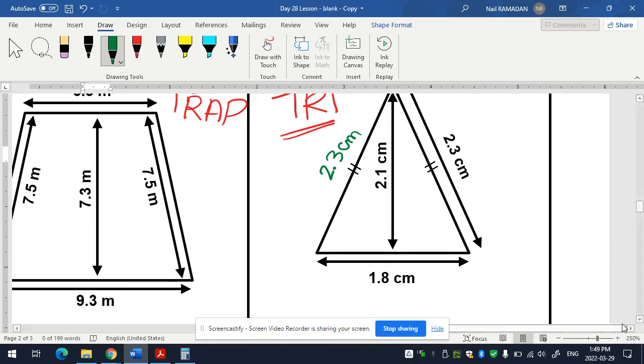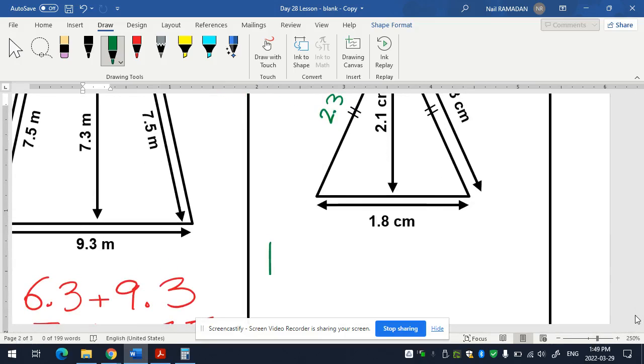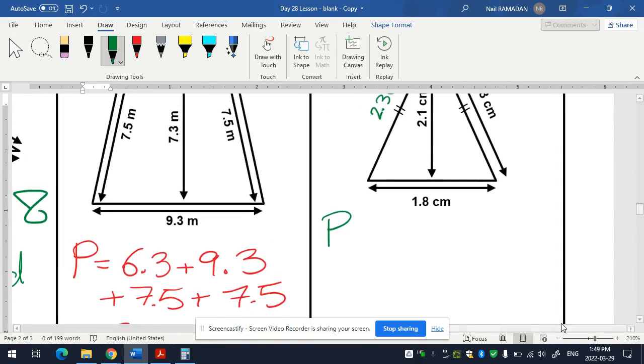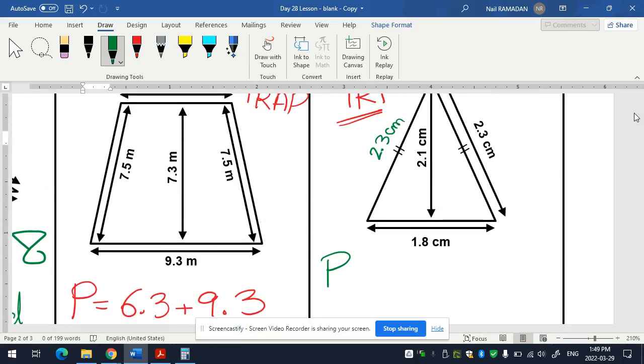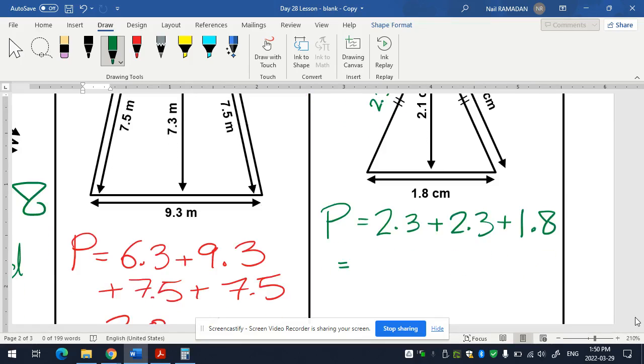So P equals. Let me just zoom out so you can see the shape as we do it. P equals 2.3 plus 2.3 plus 1.8. Well, how much is that? Well, I know that 2.3 and 2.3 is 4.6. 4.6 plus 1.8 is 6.4. And what's the unit of measurement for all of these sides? Centimeters. Thank you.